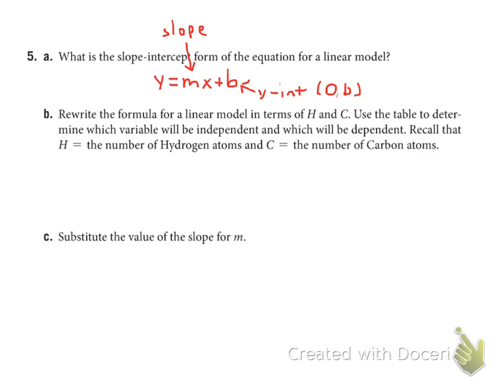Okay, so letter B. Rewrite the formula with the linear model in terms of h and c. Use the table to determine which variable will be independent and which will be dependent. Recall that h is equal to the number of hydrogen atoms and c is equal to the number of carbon atoms. So, which one do you think is really the y? Which one is the x? I think the Y would be the C.